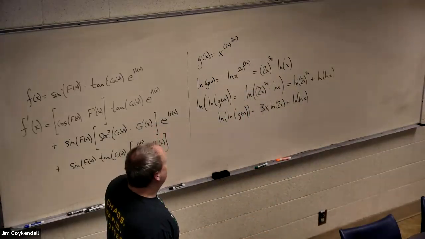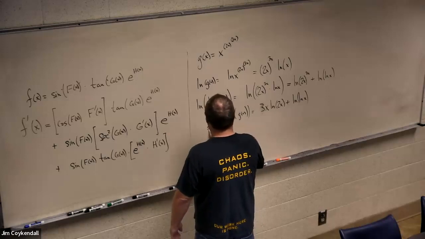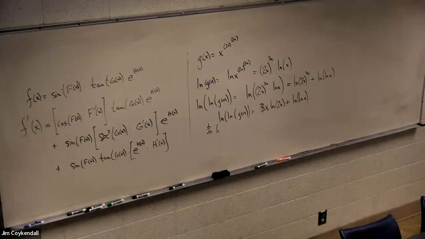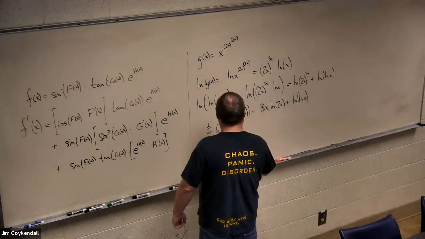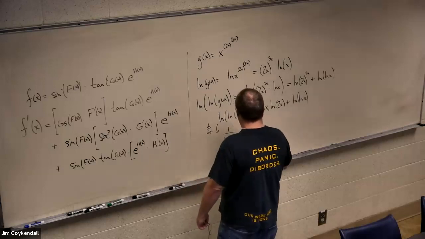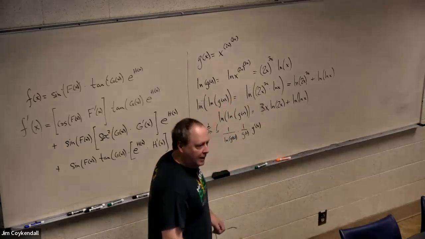Now I've got this in a situation where I can take the derivative. How do I handle the derivative of log g of x? This is 1 over g of x, correct, times the derivative of what's inside, which is g prime of x. Everybody comfortable with that?